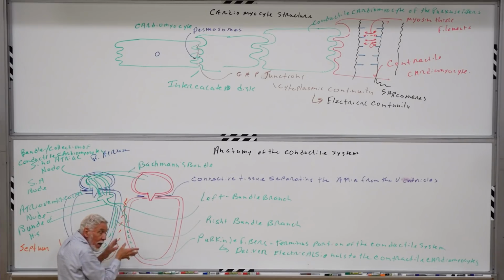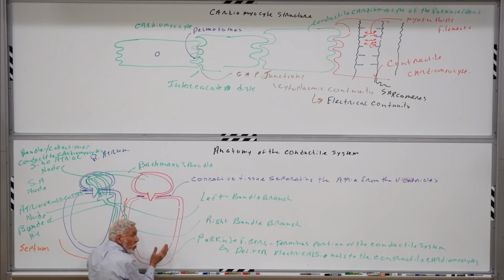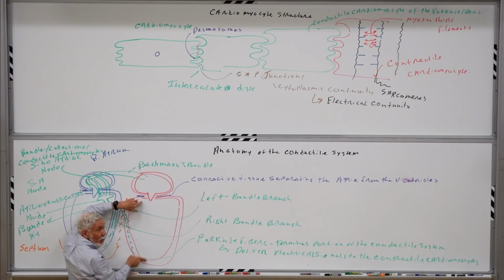And although we haven't emphasized it here, if you take another physiology course, you'll find that the signal actually is first delivered down here to the apex of the heart. So the contraction begins here, and then there's a wave of contraction that moves up over the heart, ending toward the base of the heart from the apex.